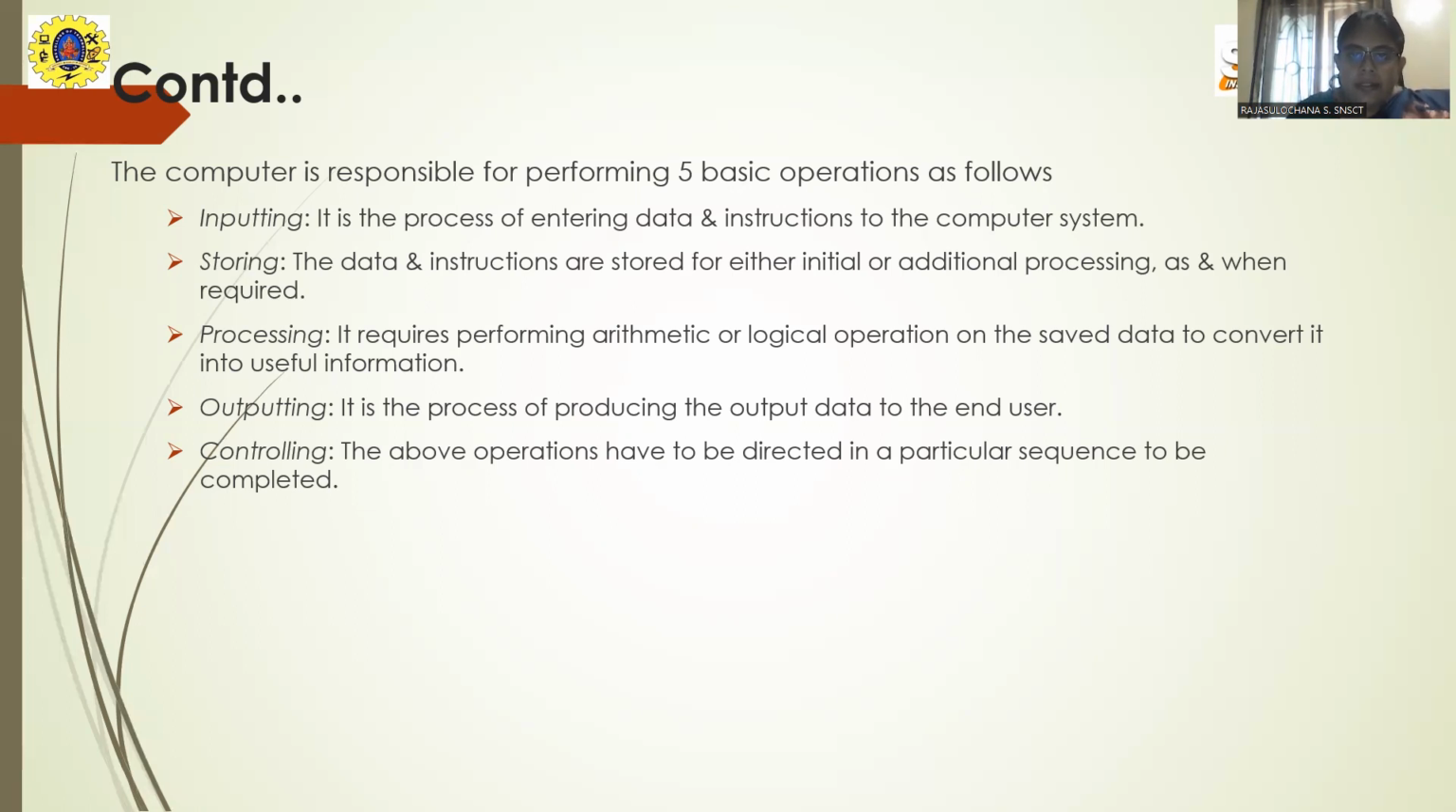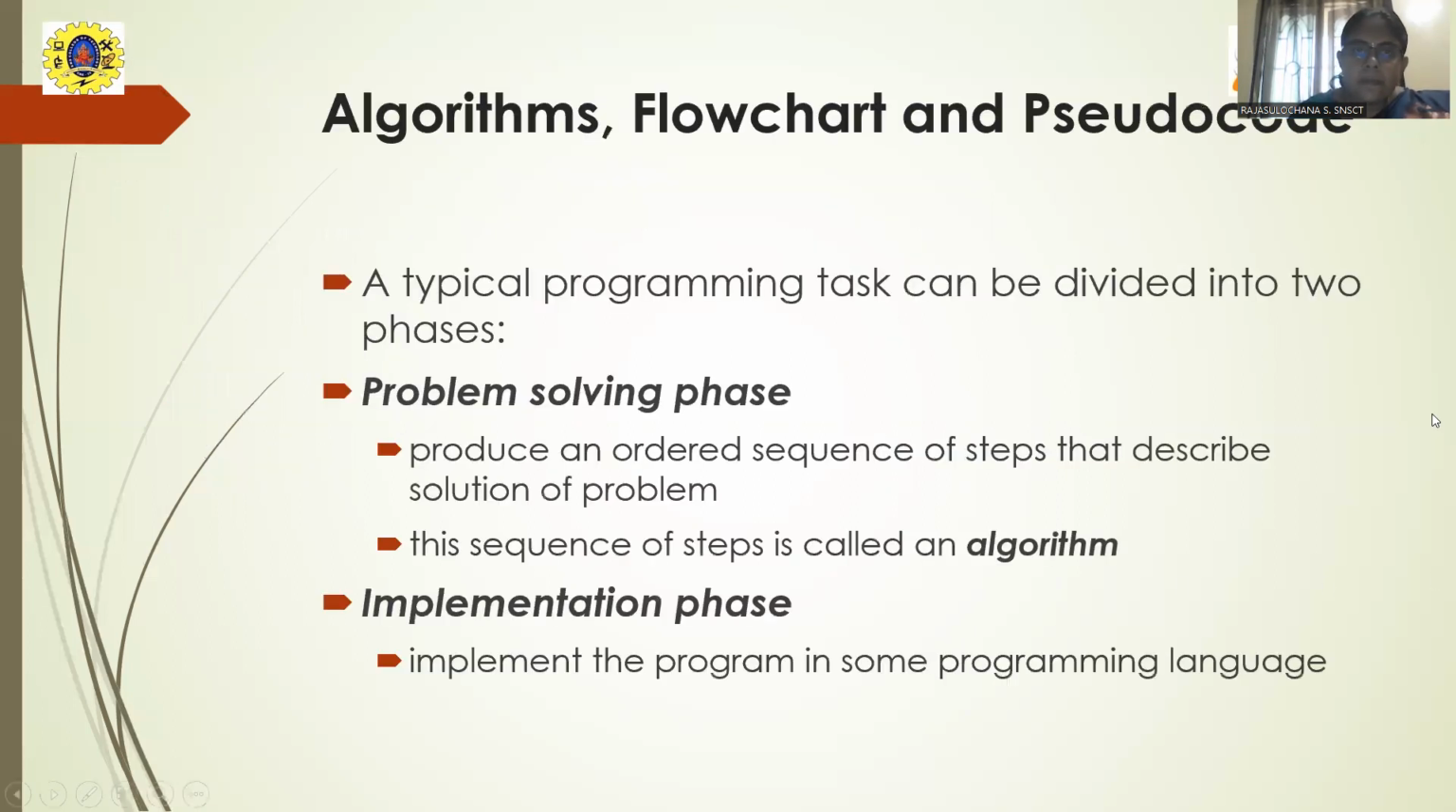The control unit controls the order or the sequence in which the operations have to be performed. And these terms are again not new, I believe: algorithm, flowchart, and pseudocode. So why do we actually use a computer? We use a computer for solving a problem, right? So computer is mainly used for problem solving.